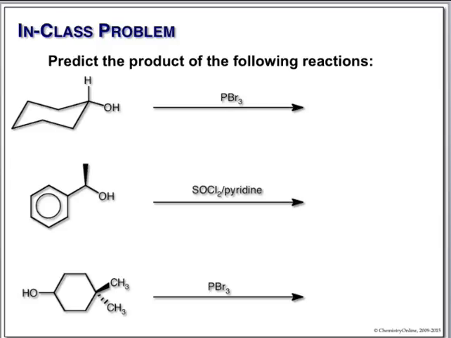All right, we see PBr3. We know we're going to make an alkyl bromide. We say to ourselves, this is going to be an SN2 step. We're going to have inversion of configuration, but we don't have a chiral center, so no big deal. All we're going to do is make the bromocyclohexane.